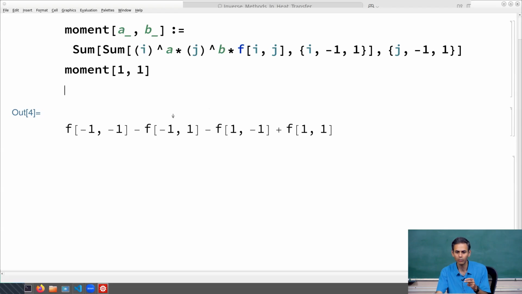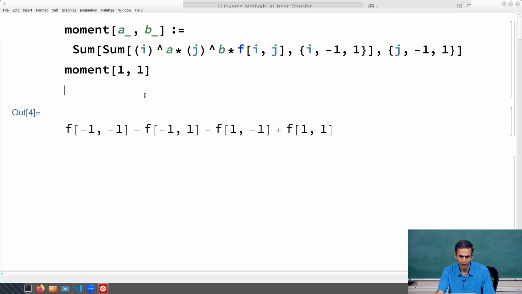What about i equals 0, j equals 0? That becomes 0 to the power 1 times 0 to the power 1, which is 0. Similarly, when i equals 0, all other values of j also give zeros, because you are multiplying with that. So you only survive with these 4 values, correct?